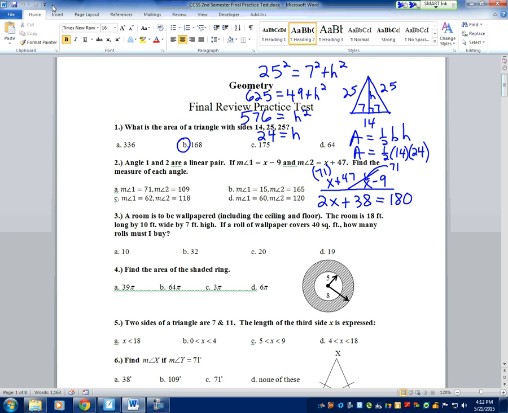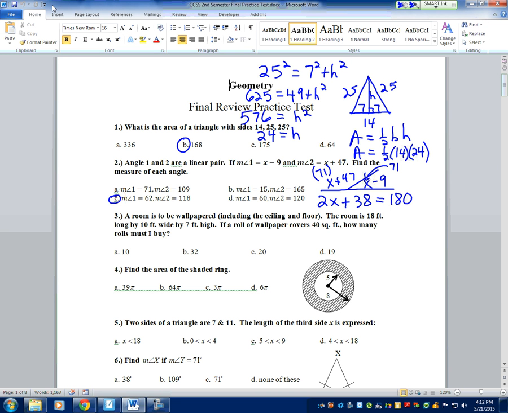So now I have to take the 71 and plug it in for x here and here. So 71 plus 47 is 118. So angle 2 is 118. And 71 minus 9 must be 62. That's it. All right, number 3.